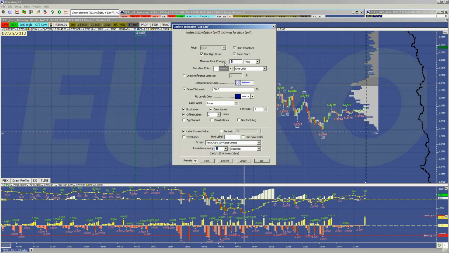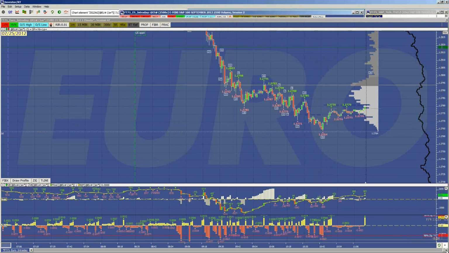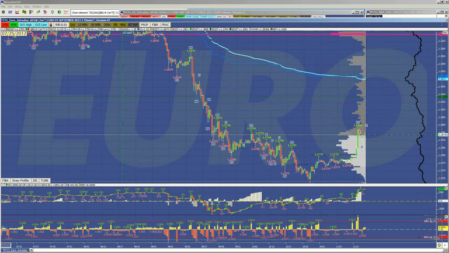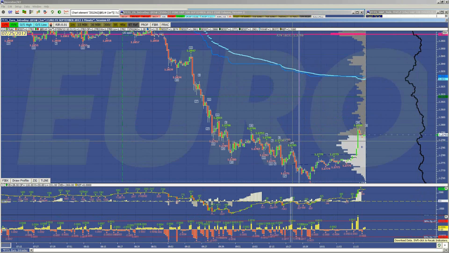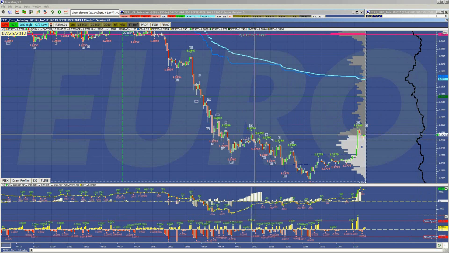So this is a 7-tick. So every time there's a 7-tick move in either direction, it starts to count. It starts to measure what that next move is. That's how the zigzag works. I start out with some number that I get from the study, and then I refine it based on how much I want to see.